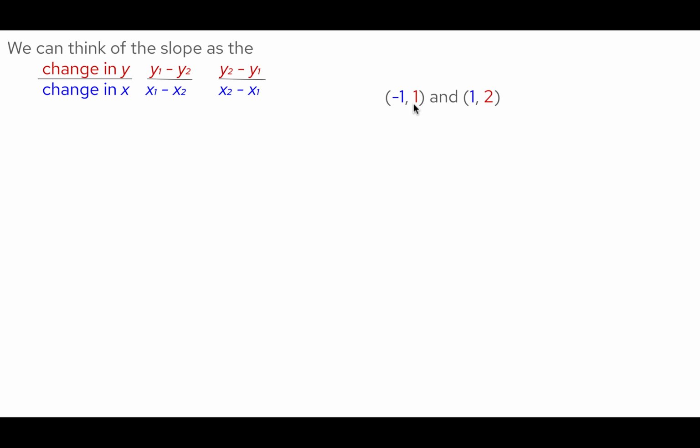Now let's try it with this ordered pair, negative 1, 1, and 1, 2. Again, x sub 1, x sub 2, y sub 1, y sub 2. I'm going to use this one again, y sub 1 minus y sub 2. So the denominator is x sub 1 minus x sub 2. So which one should I start with? If you pick the 1, you're correct. 1 minus 2, and then now I need to start with negative 1 minus 1. So 1 minus 2 is negative 1, and negative 1 minus 1 is negative 2. So negative 1 divided by negative 2 is 1/2.